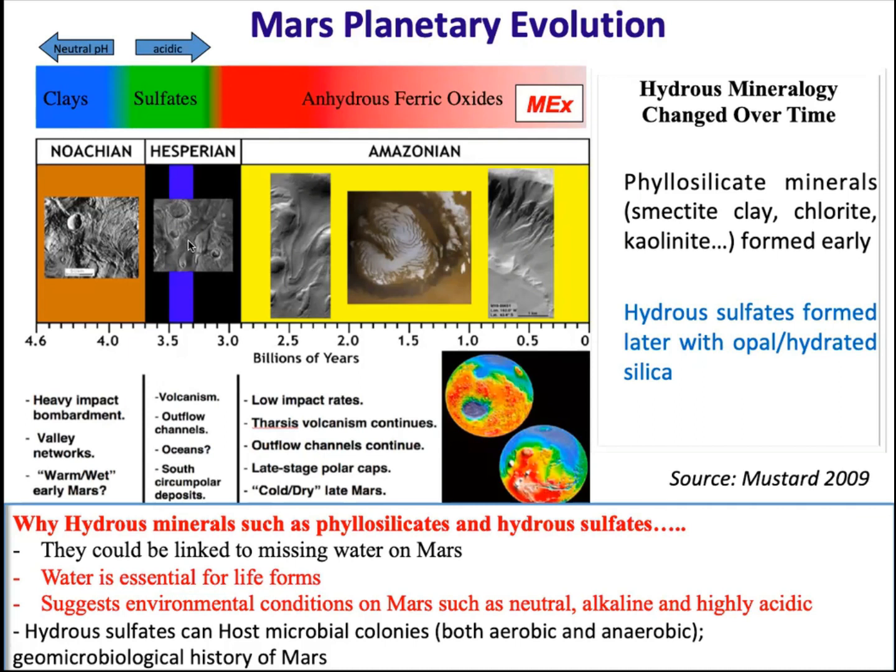Towards the middle stage, you can notice that a lot of volcanism was there on Mars. It released a lot of gaseous phases into the Martian atmosphere. Because of that, the environmental conditions of Mars also changed. From that neutral environment, it changed to an acidic environment, and that was instrumental in developing a lot of hydrous sulfate minerals on Mars. So previously, during the Noachian stage, it was clay. Now it has moved to hydrous sulfates like gypsum, jarosite, kieserite, etc.